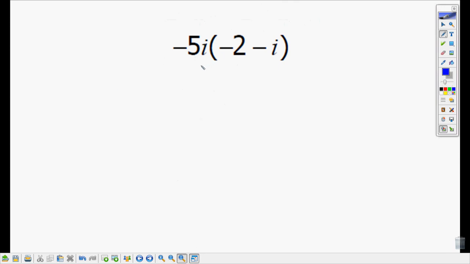Alright, so this is just regular distributive property. I have a number. There's no operator here that lets me know that's multiplication, so I'm just going to distribute across. So I have negative 5i times negative 2 is a positive 10i. A negative 5i times a negative i is a positive 5i squared.